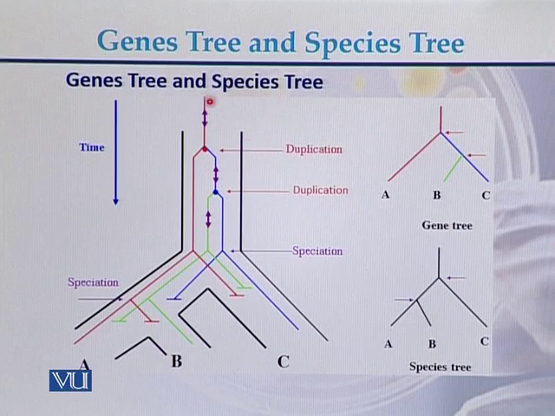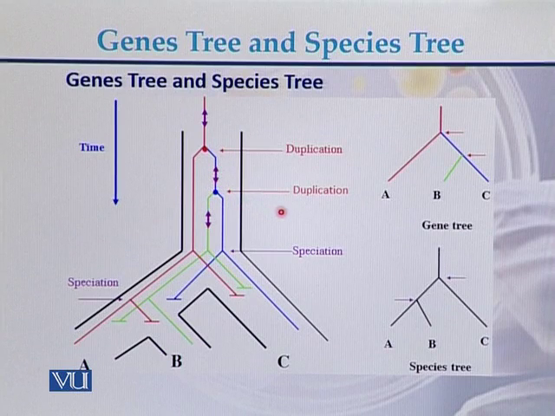This is another example to understand the difference between a gene tree and a species tree. This is the ancestral genome, or the ancestral DNA, which was duplicated. Here we can see that it was duplicated into red color and blue color. So here was the phenomenon of duplication. Later on, this genome was duplicated again here. That was the second duplication.